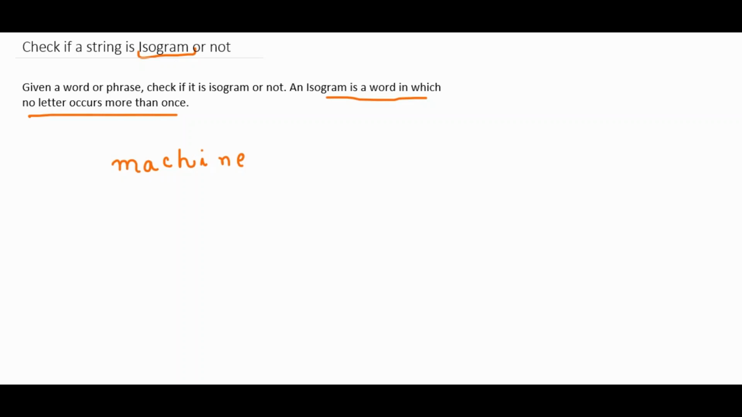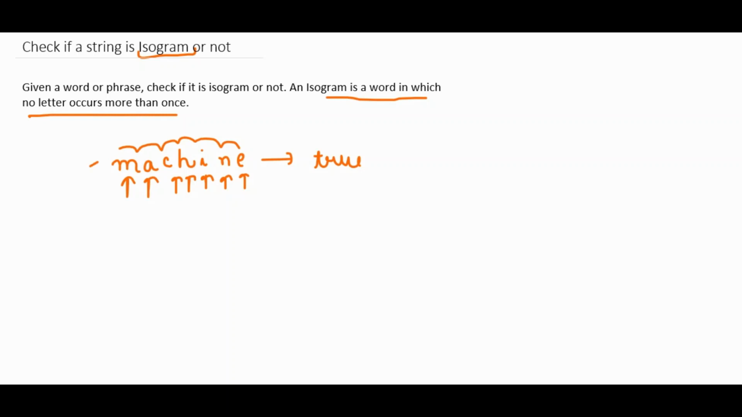So in machine we have M, A, C, H, I, N, E. So these all letters are different. As you can see, no one is repeated. So this is an isogram. So we will return true here, that this string is an isogram.